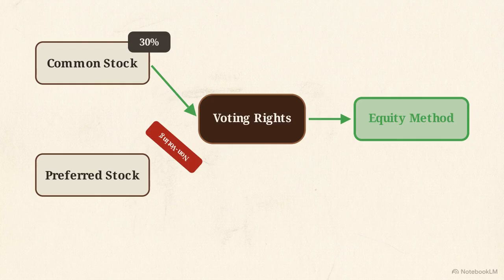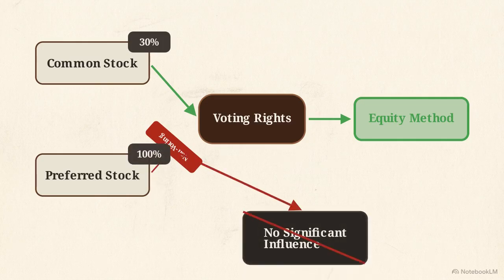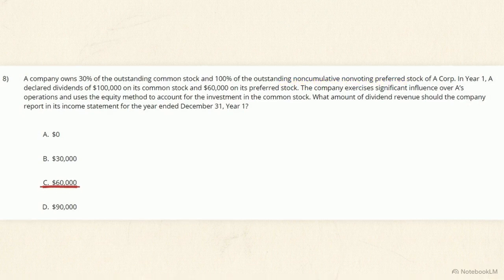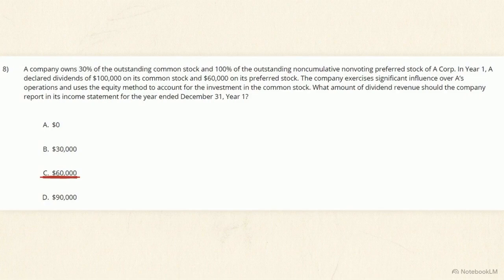Preferred stock, however, is inherently non-voting. Because it lacks a vote in the boardroom, owning 100% of the preferred stock grants zero significant influence under GAAP. This splits the reporting paths. The common stock dividend share bypasses the income statement, merely reducing the investment asset. Conversely, the preferred stock dividend falls entirely outside the equity method. Therefore, the full $60,000 is recognized immediately as dividend revenue.